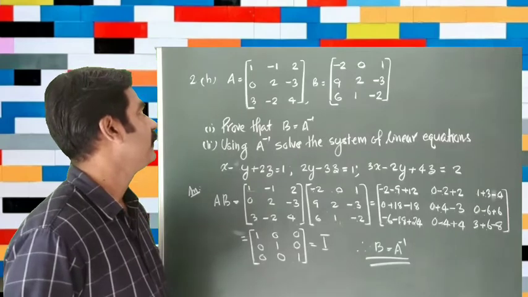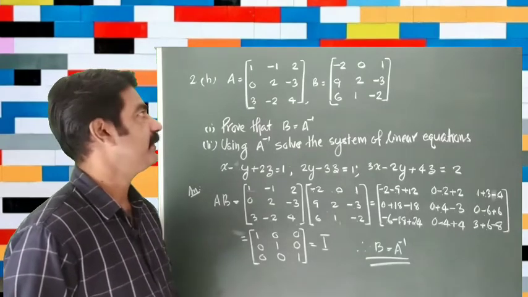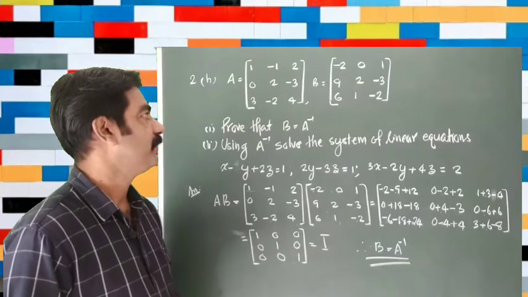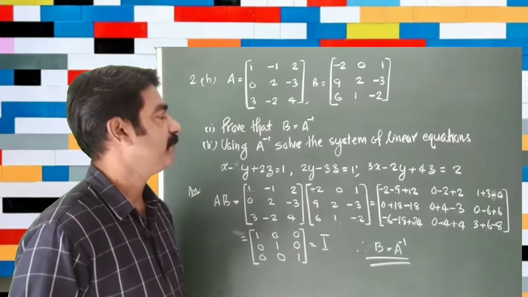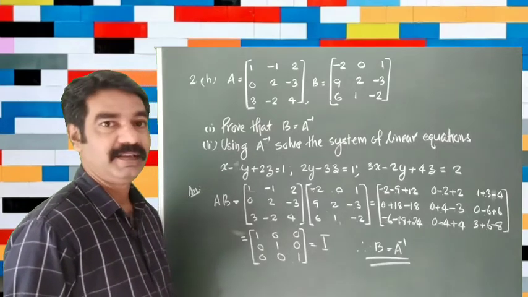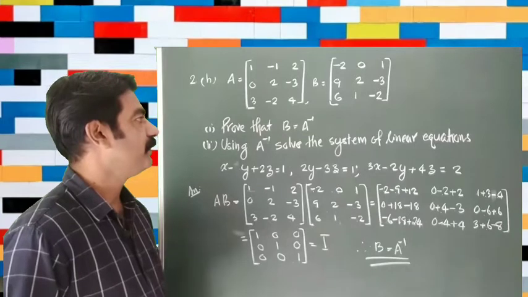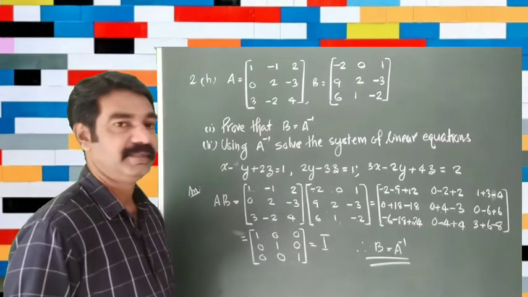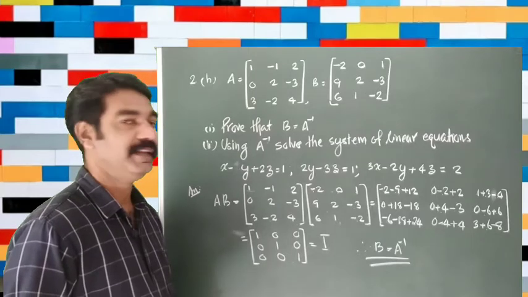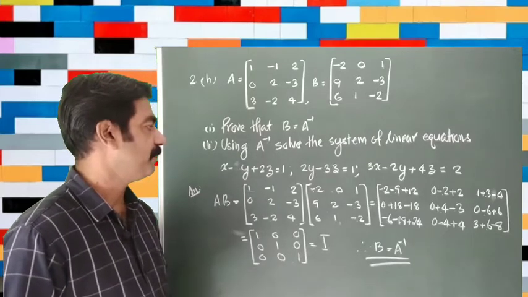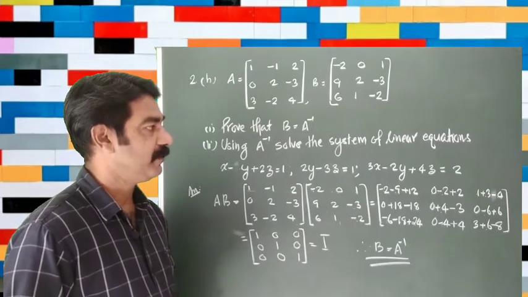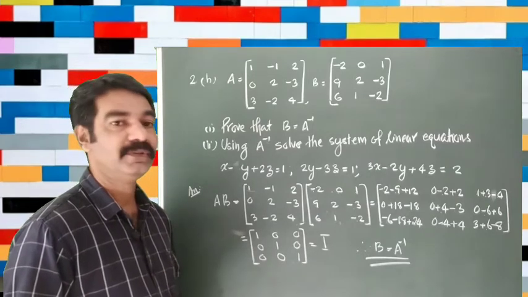Now, B part of the question. A is equal to the matrix 1, minus 1, 2; 0, 2, minus 3; 3, minus 2, 4. And B is equal to the matrix minus 2, 0, 1; 9, 2, minus 3; 6, 1, minus 2. First sub question, prove that B is equal to A inverse. Second sub question, using A inverse, solve the system of linear equations x minus y plus 2z is equal to 1, 2y minus 3z is equal to 1, 3x minus 2y plus 4z is equal to 2.